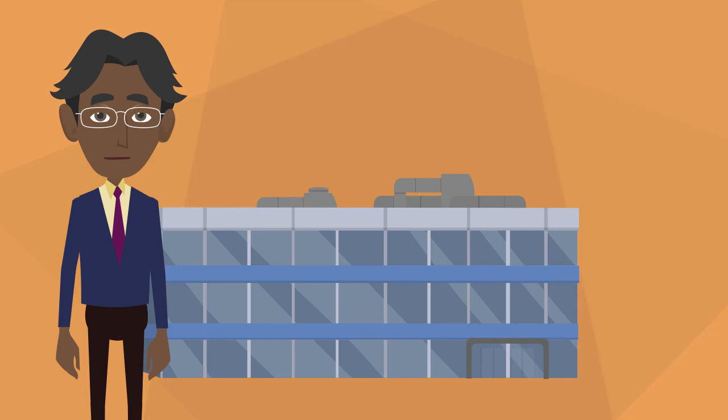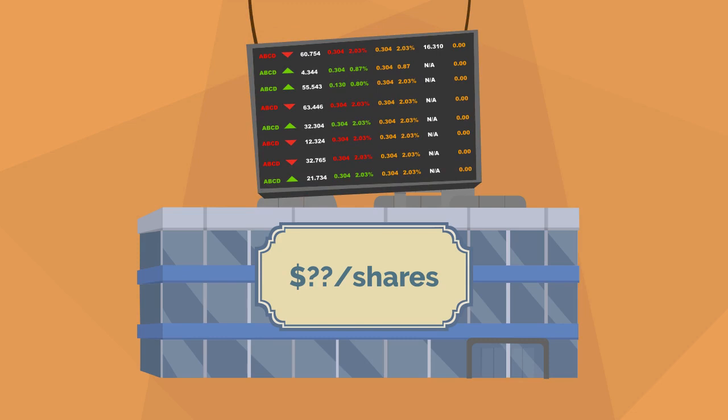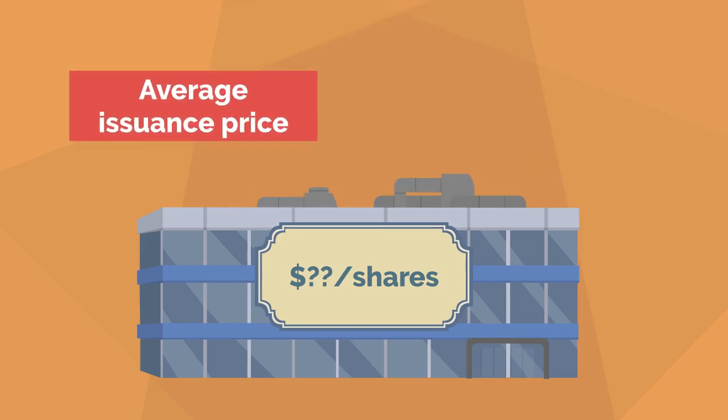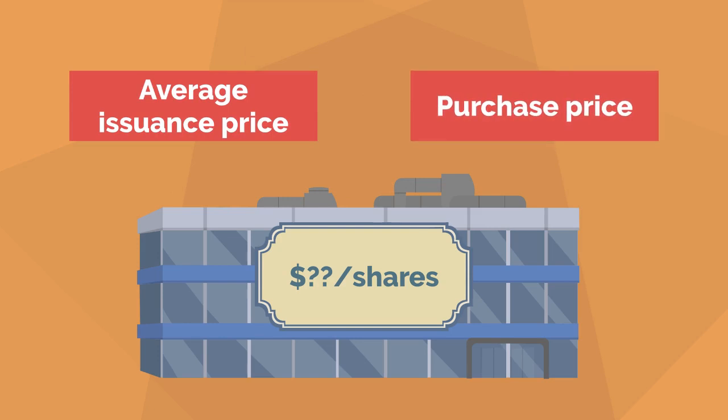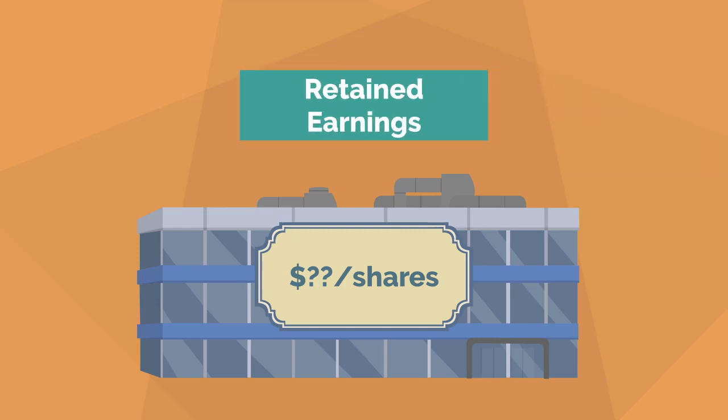To summarize, companies can issue shares in an effort to raise cash and reacquire shares they previously issued for many reasons, one of which is to control share prices. Because the market value of shares is always changing, we need to account for both the average issuance price and the purchase price of shares when recording these transactions. The contributed surplus account has a credit normal balance and is used to balance entries involving share transactions with differing values. If we run out of contributed surplus, we have to use retained earnings to balance the entry.